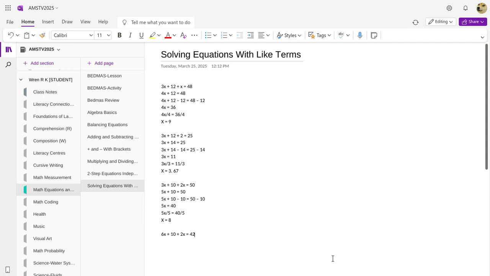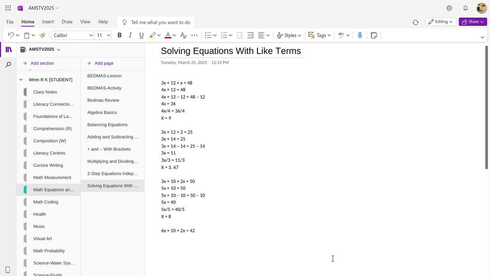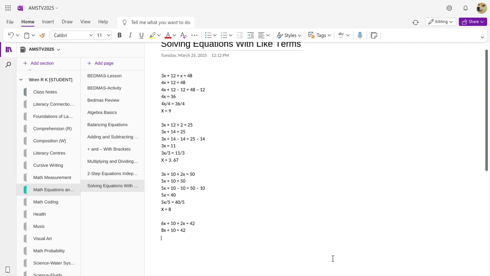Haven't touched the 10. Haven't touched the 42. Which one do I gotta deal with first? 10. Good. So if it's plus 10, I'm going to subtract. If I take it away on one side, you have to take away on the other side.